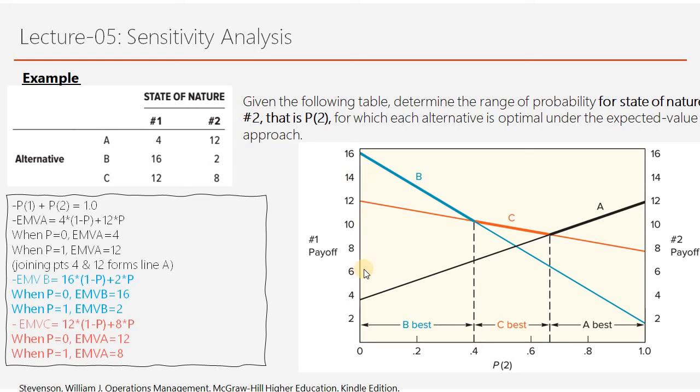And on the right side, when P equals 1, I have the value which is 2. So I combine these 2 points and this will give me a representation of alternative B.